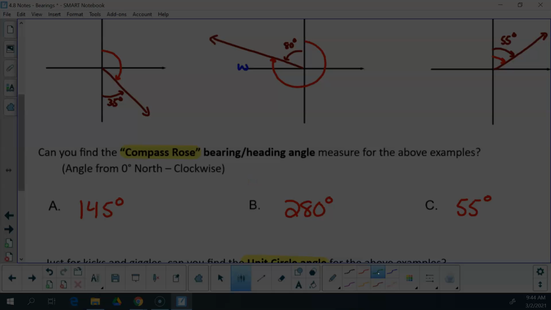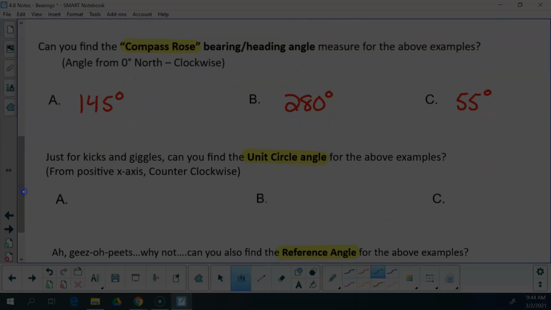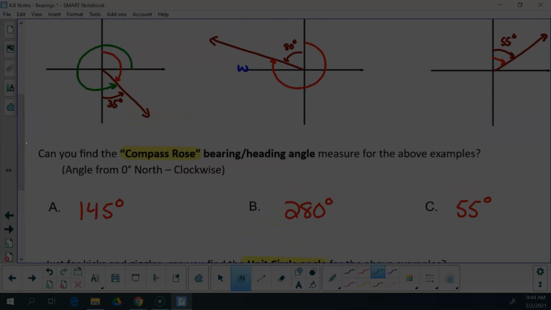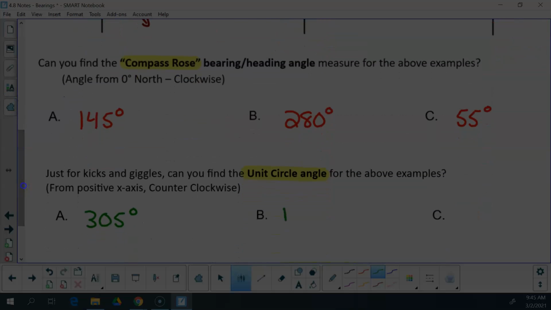Next one we asked you to find was the unit circle angle. I'll do that one in green. The unit circle angle would start at there and go all the way around there. So this one would have a unit circle angle of 270 plus 35, which would be 305 degrees. This one would start here and go around to there, so it'd be 90 plus 80. It would have a unit circle angle of 170 degrees.